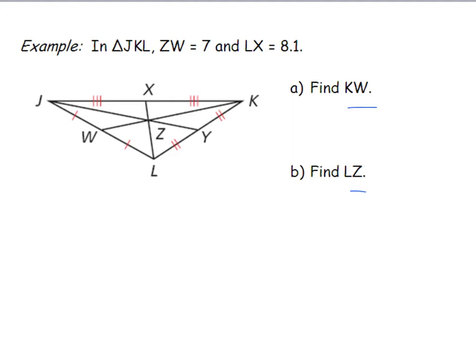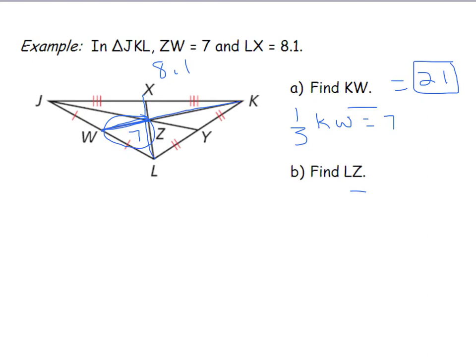So it tells you in triangle JKL we have ZW, that's this piece right here, being 7, and LX, which is the whole thing here, being 8.1. They want you to find KW, and they want you to find LZ. Well, KW is this whole piece here. What you should have noticed is that ZW is 1/3 of KW. So if I take 1/3 of KW, it should equal 7. So just like we did before, when we multiply by 3, we get KW being 21.